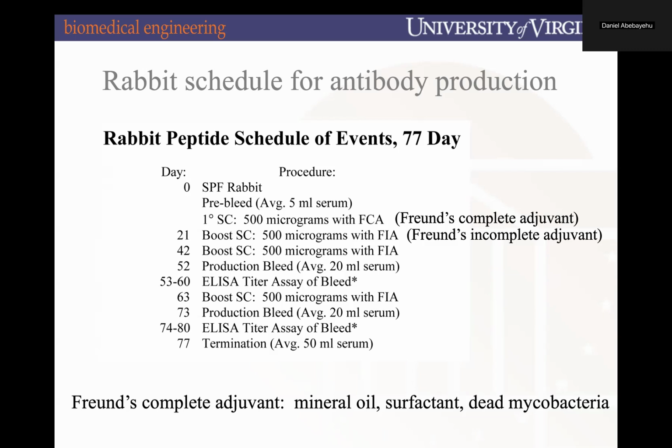About 3 weeks later, day 21, there's another booster with incomplete adjuvant, no mycobacteria. Another 3 weeks later, day 42, another booster. And then about 10 days later, there's going to be a bleed where there's blood collection, able to see what the titers are, again, what the levels are of antibodies that have been raised against the antigen that you've introduced here, in this case, the peptide.